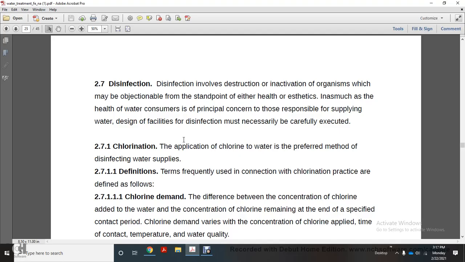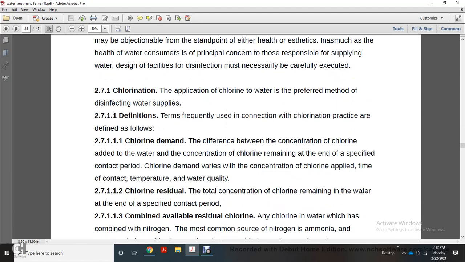Definitions. The terms frequently used in connection with chlorination practices are defined as follows. Chlorine demand: the difference between the concentration of chlorine added to the water and the concentration of chlorine remaining at the end of a specified contact period. Chlorine demands vary with the concentration of chlorine applied, the time of contact, temperature, and water quality. Chlorine residual: the total concentration of chlorine remaining in the water at the end of the specified contact period.